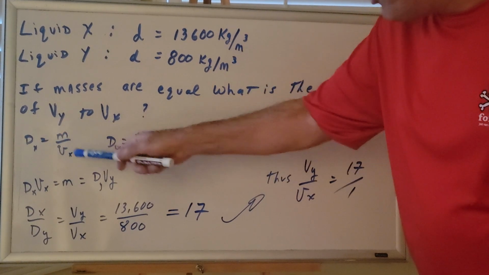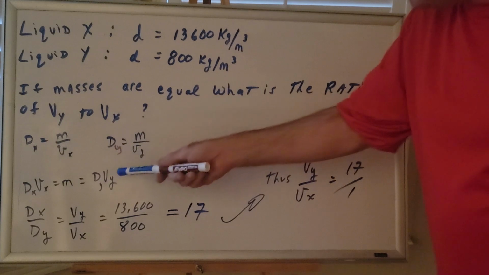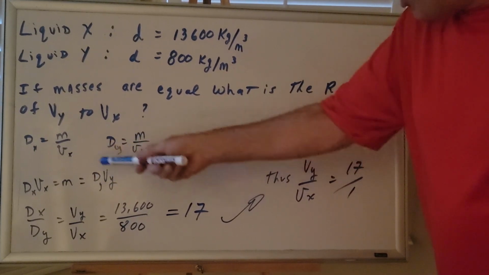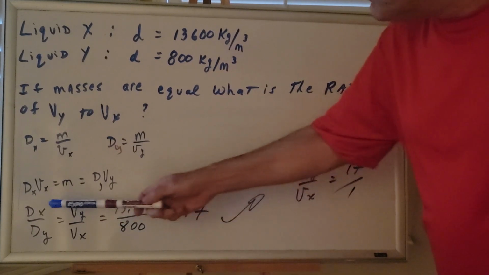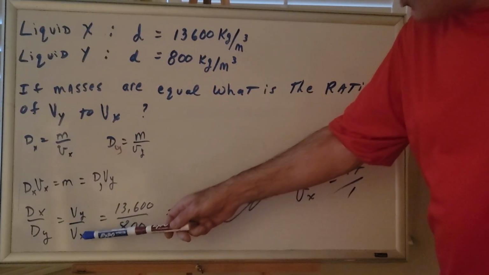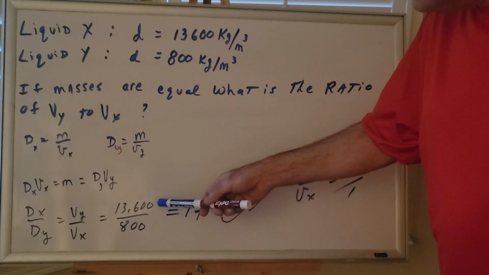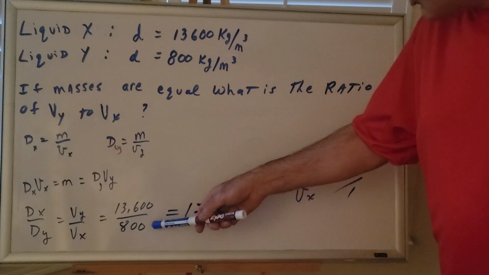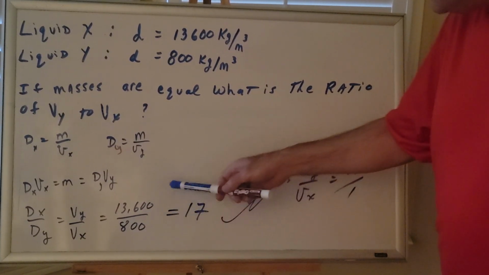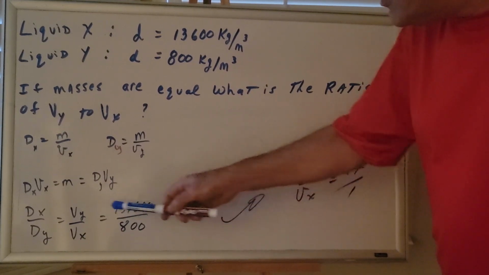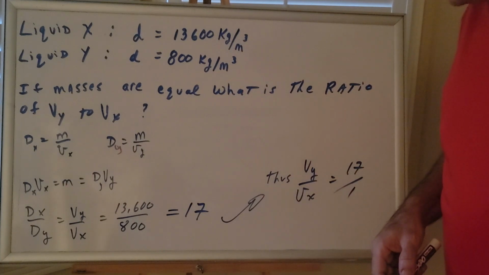Or, if you cross multiply, Dx Vx is m, and we said the masses are equal, so Dy Vy is m. Since they're both equal to m, we simply set them equal. Dx over Dy is Vy over Vx. Plug and shove. We know Dx, 13,600. We know Dy, density of Y is 800. And that gives me 17. And that 17 represents the volume of Y to the volume of X.